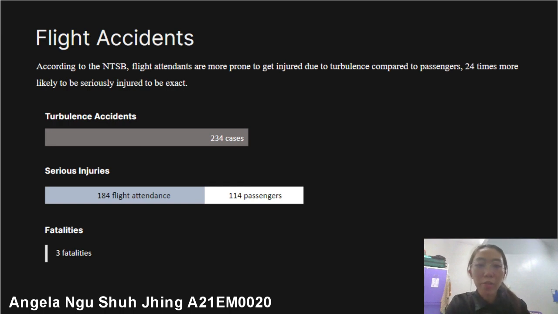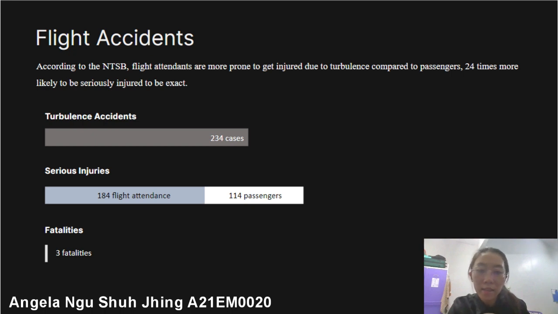From 1980 to 2008, US air carriers encountered 234 turbulence accident cases. Inside, there were 298 serious injuries and 3 fatalities. Among the 298 serious injuries, 184 were flight attendants and 114 involved passengers.